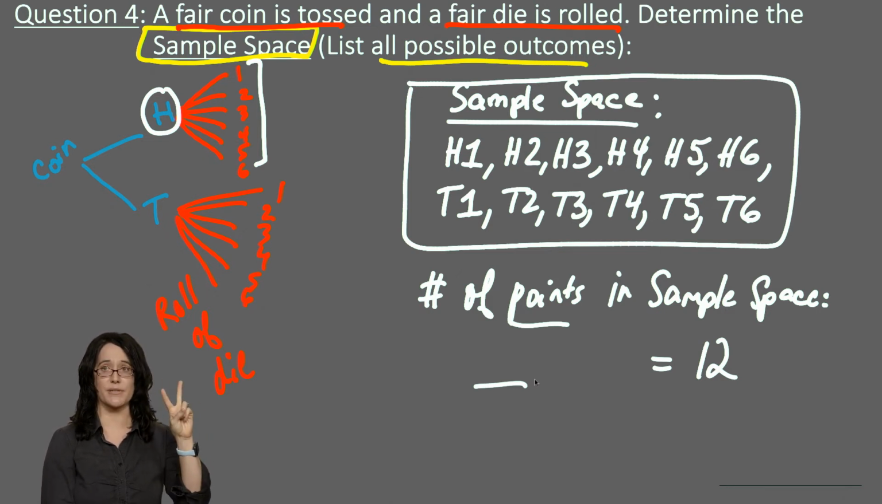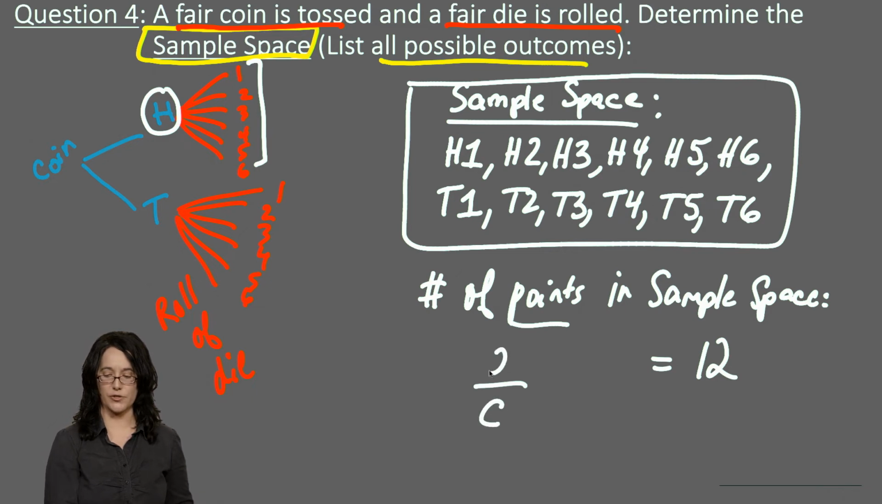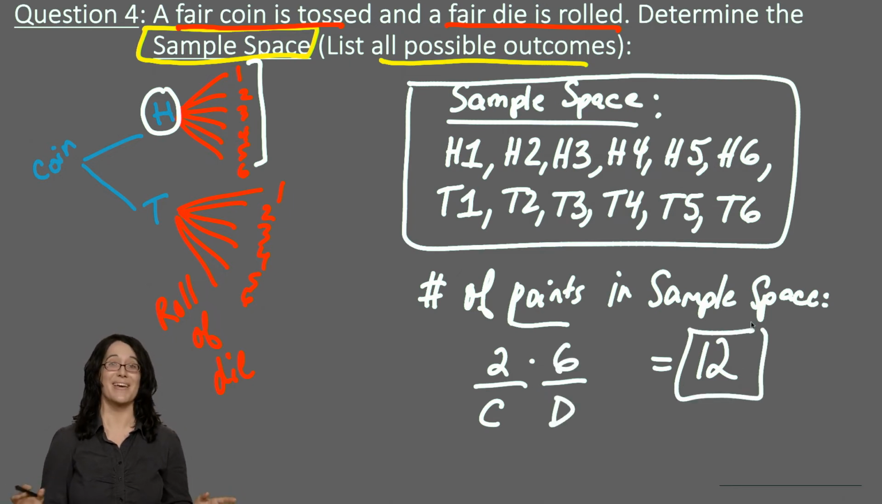We could get 2 outcomes, heads or tails, times the number of ways that we could get an outcome for rolling a die, 1 through 6, right? So the number of ways that we can get a coin tossed is 2, times the number of ways that we can roll a die, which is 6, and that's how we could know ahead of time that we needed 12 items or points in the sample space.